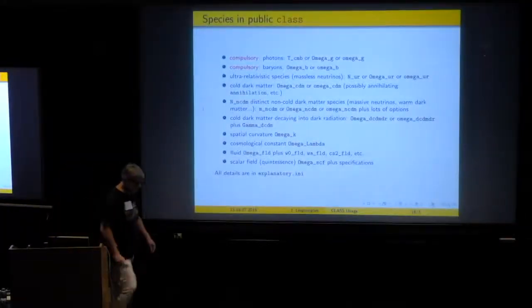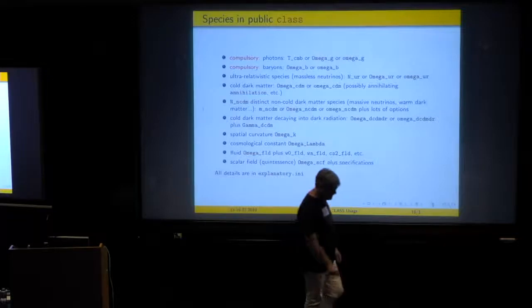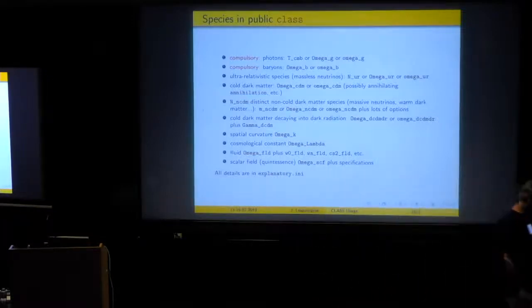Okay, so we will try to finish the lecture on how to use the code without modifying it. So I don't know why the number here doesn't work. I will correct it. We were at the point where we were describing all species in class, and I told you about cold dark matter, baryons, ultra-relativistic species like massless neutrinos or other, non-cold dark matter species, which include massive neutrinos or warm dark matter.